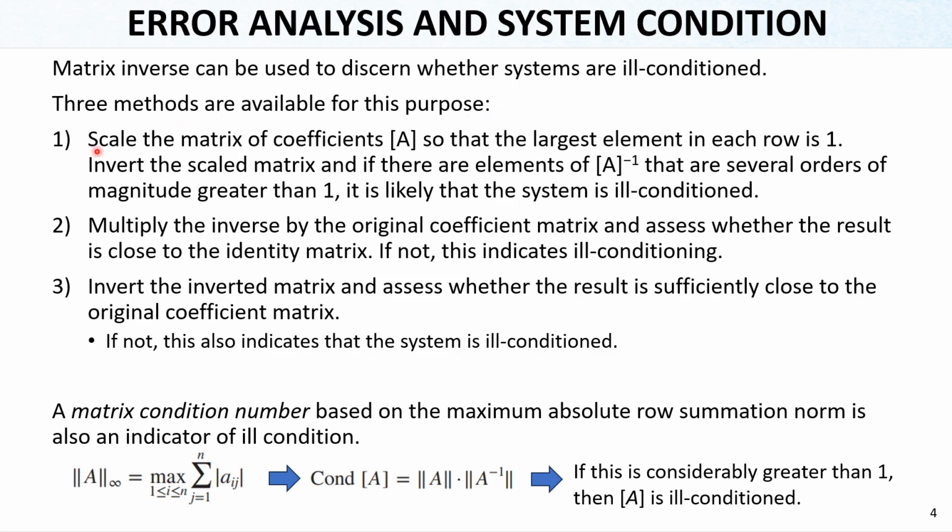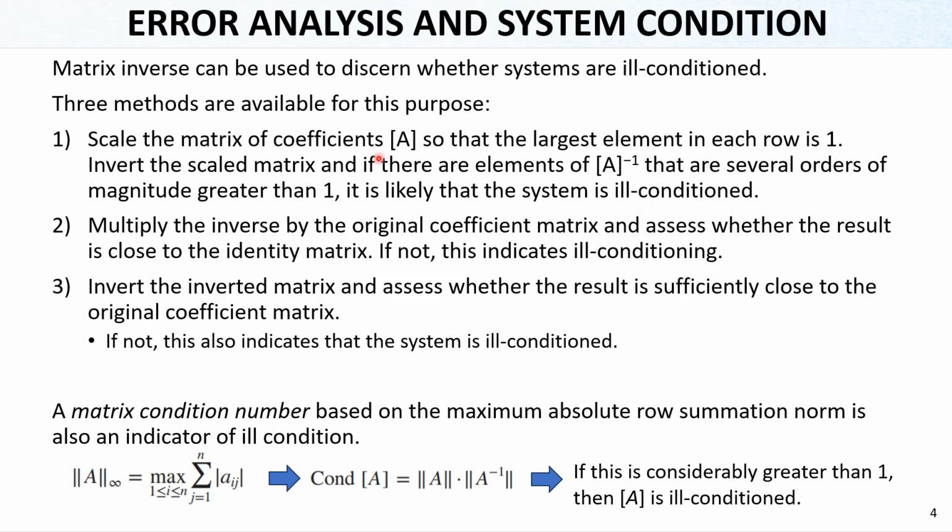First of all, we scale the matrix of coefficients, normalize them in other words, so that the largest element in each row is 1. In the first row, for example, the largest will be 1, the others will be less than 1. Then invert the scaled matrix, and if there are elements of A^-1 that are several orders of magnitude greater than 1, it is likely that the system is ill-conditioned.